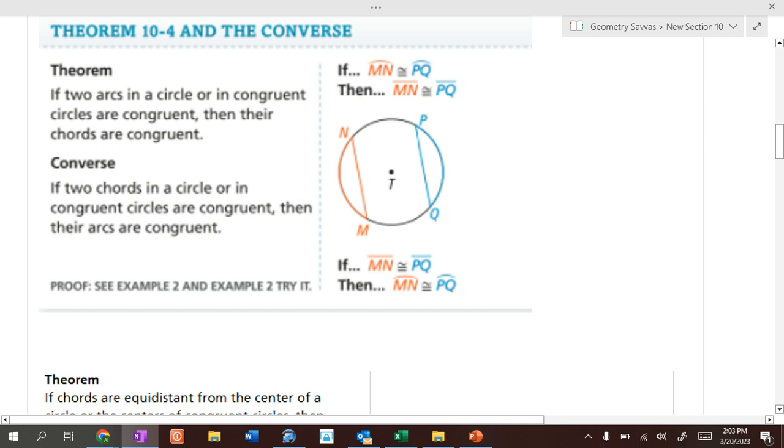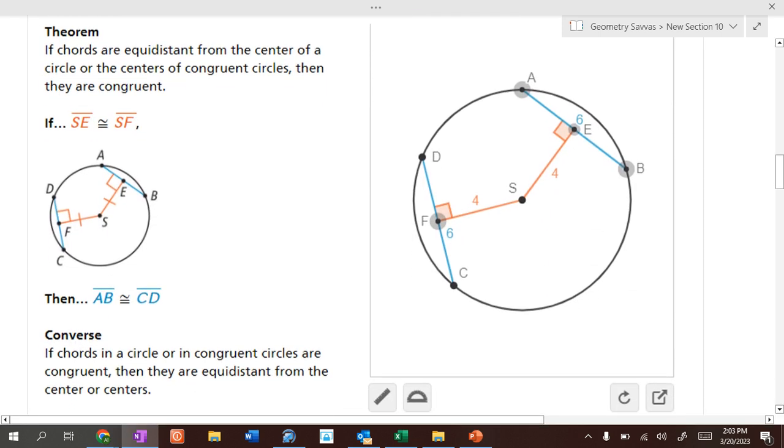All right. So if this chord is the same length as this chord, let's say this is 80 degrees. And these chords are the same length. How long will NM be? Well, it's also going to be 80 degrees. Two chords of the same length will have the same length of arcs. Okay? Two chords of the same length will cut off the same length of arcs.